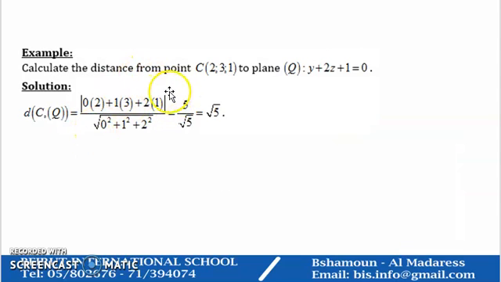Here they ask us to calculate the distance from the point C, like the point M in the previous example, to the plane Q, y plus 2z plus 1 equals 0. Here I can replace the coordinates of C in the equation of the plane, with the absolute value over the length of the normal vector, the square root of 0 square plus 1 square plus 2 square. We obtain radical 5 units.